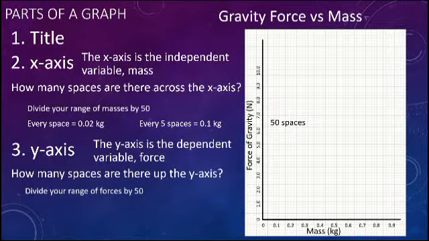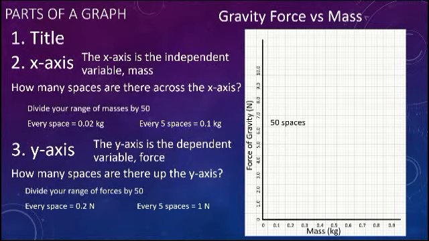We're going to do the same thing. We're going to divide our range of forces by 50. Now, if you had a 1 kilogram mass, chances are pretty good that the highest force that you measured was 10. All right, so that's the range of our forces. So we're going to take that 10 and we're going to divide it by 50. And so what this means is that every space is going to be equal to 0.2 newtons.